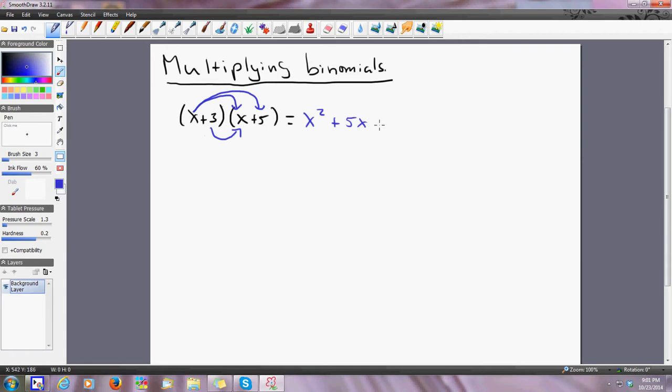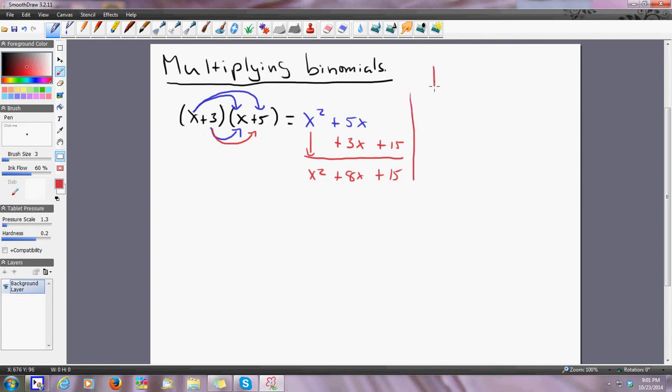A lot of people write the 3x over here. I don't particularly like to do that. What I like to do is write it underneath, because I can see that those are like terms, and I multiply 3 times 5, and I get 15. And when I do that, I say, well, I only have 1x squared, but I have a 5x and a 3x, which gives me an 8x. And then there's no constants up here, but I'm left with 15. And that's pretty much it.